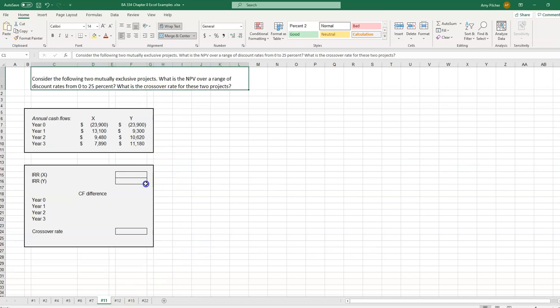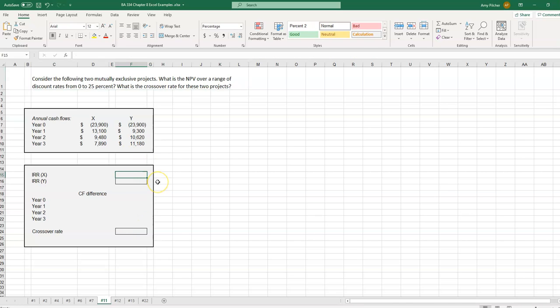In this example, we're going to look for the IRR for two different projects and then calculate the crossover rate for those projects. So the internal rate of return for project X is 14.5%, and the internal rate of return for project Y is 13.94%. Now we're going to look at what is the crossover rate for these two projects.